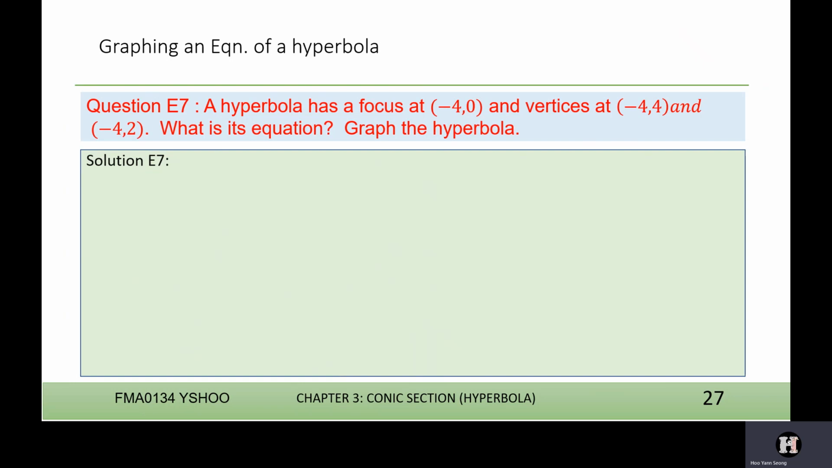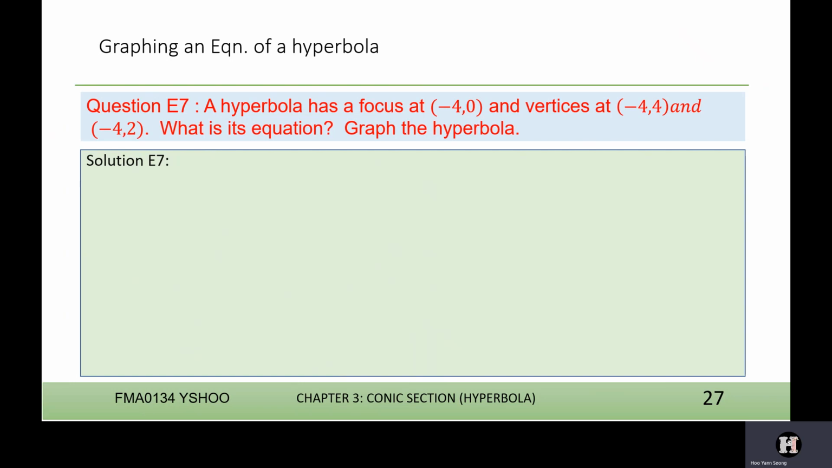So now we look at another type of question that can be asked. It's not only sketching. Let's say they ask you a question. They said a hyperbola has a focus at -4, 0, and the vertices at -4, 4 and -4, 2. What is its equation? So what is the hyperbola equation? And they ask you to graph the hyperbola. Okay, so it's quite easy.